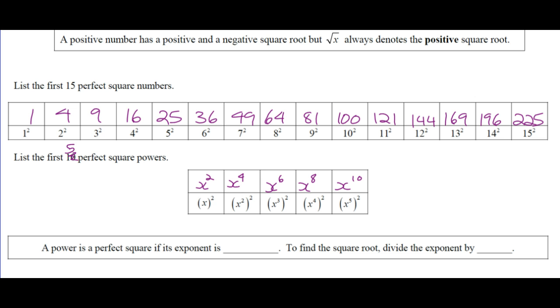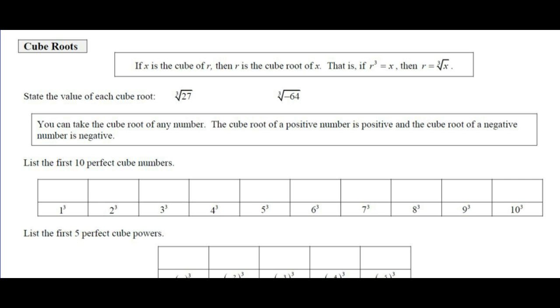A power is a perfect square if its exponent is, what, 2, 4, 6, 8, 10? Even. To find the square root, you divide the exponent by 2. It's even, so it has a square root. To get the square root, we divide the exponent by 2.